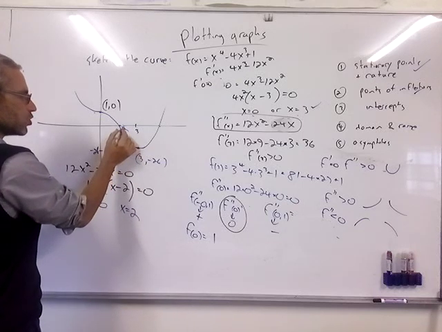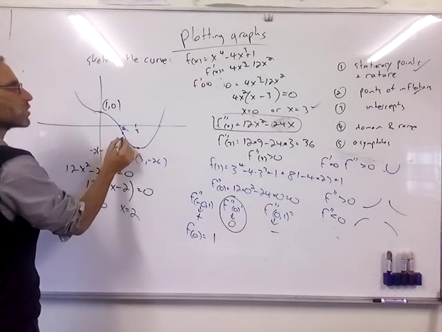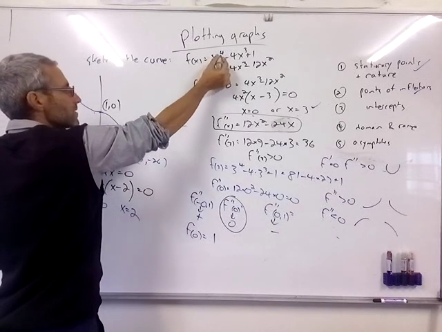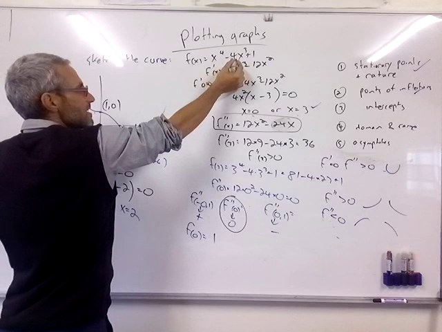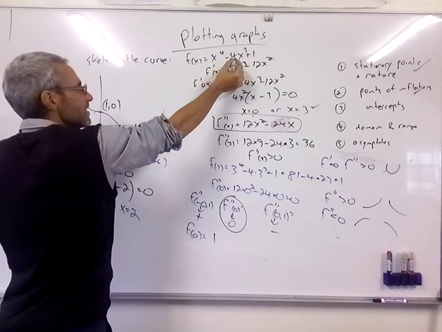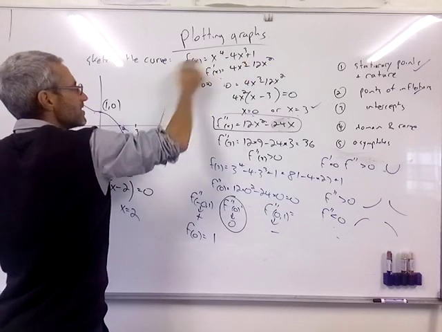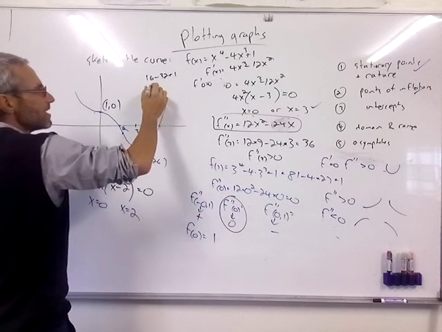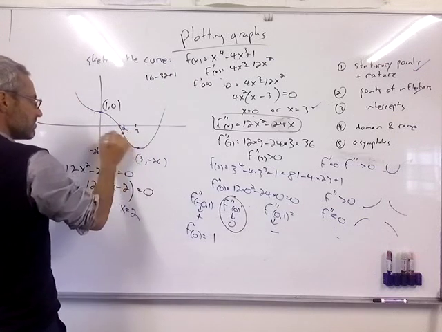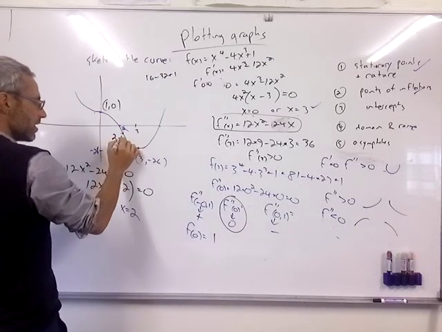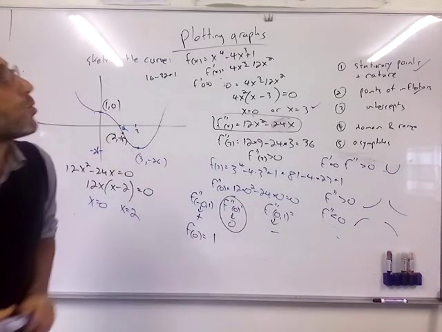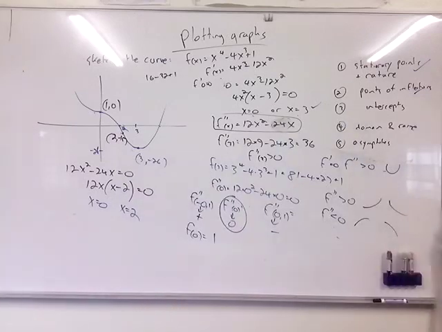But for this 2, I still need to find the y, so I need to substitute 2. Let's see if I can do it in my head. 2 to the power 4 is 16. 16 minus 4 times 8. What is 4 times 8? 16 minus 32 plus 1. I'm getting minus 15. So this should be 2 and minus 15. That's the second point of inflection. Okay, I'll pause here and see how we do with time.